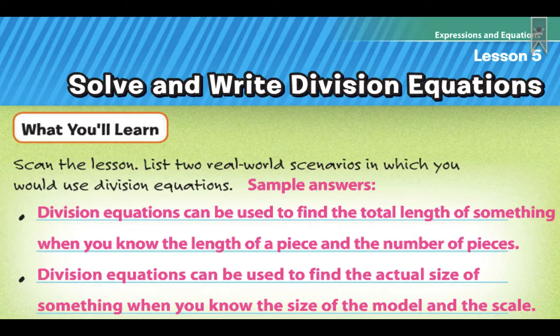So, 2 of them that you could have gotten from the lesson were, division equations can be used to find the total length of something when you know the length of a piece and the number of pieces. And another one that you could have used was division equations can be used to find the actual size of something when you know the size of the model and the scale. So those are 2 examples that we'll probably look at in this lesson.